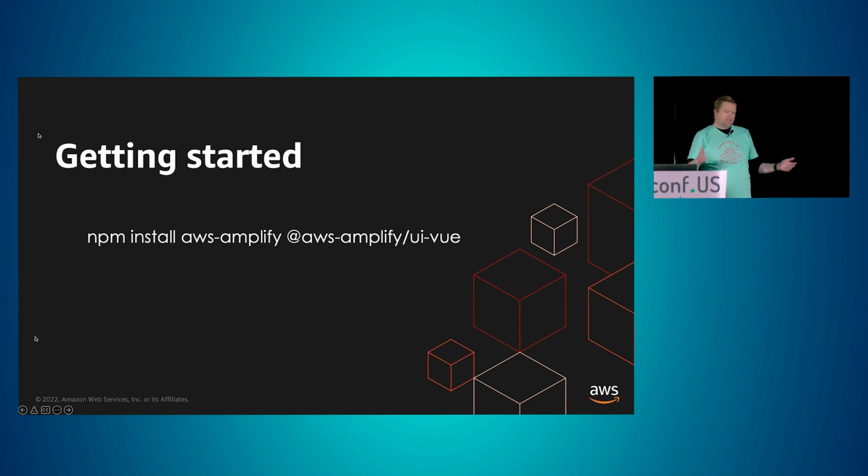So how do you get started? You can use your favorite package manager, npm, yarn, pnpm, whatever you want, and then you install the AWS Amplify UI Vue, which is this library that is pretty brand new. It's been out since about November of last year. We rewrote it all for Vue. And then the AWS Amplify is the JavaScript library that it sits on top of. So you just need those two dependencies.